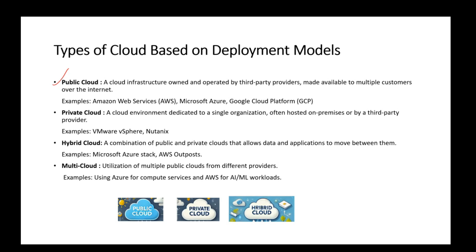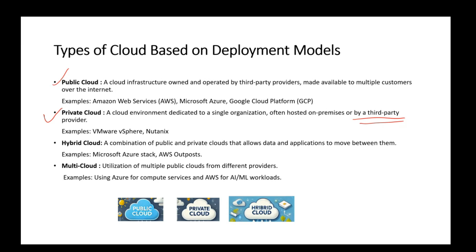So this is called public cloud. And then we have something called private cloud. A private cloud environment is dedicated to a single organization, often hosted on-premises or by a third-party provider. Private cloud is, for example, your own data center. Now you may have a question: why the second option, a third-party provider? For some organizations, managing a data center is not feasible. In that case, they will go with a third-party provider who will manage it on behalf of the customer.